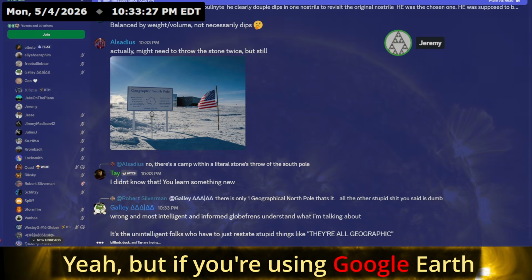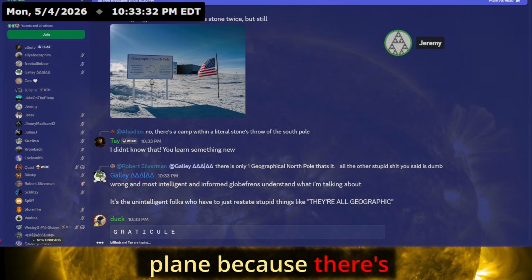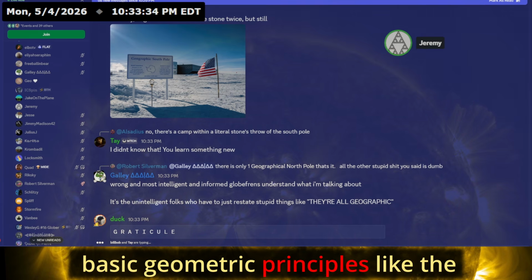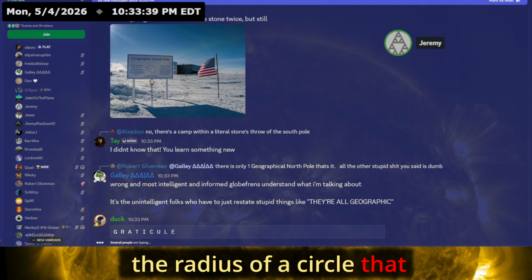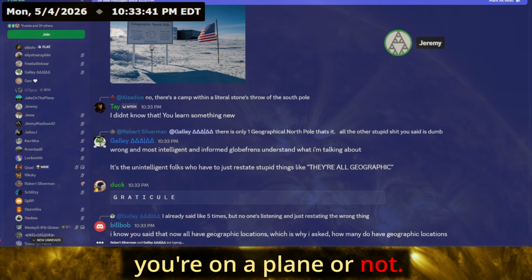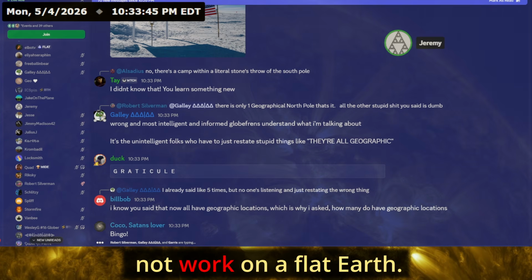Yeah, but if you're using Google Earth distances, then it's definitely not a plane, because there are basic geometric principles, like the diagonal of a square or pi, the radius of a circle, that will tell you if you're on a plane or not. So if you're using globe distances, that definitely does not work on a flat Earth.